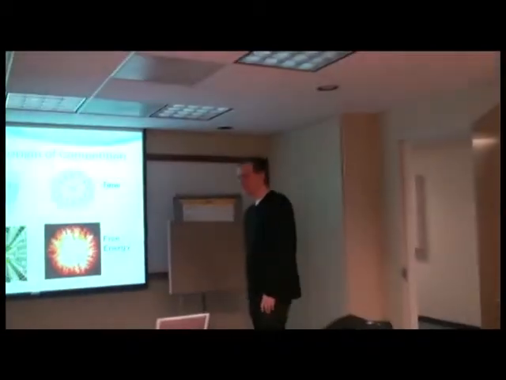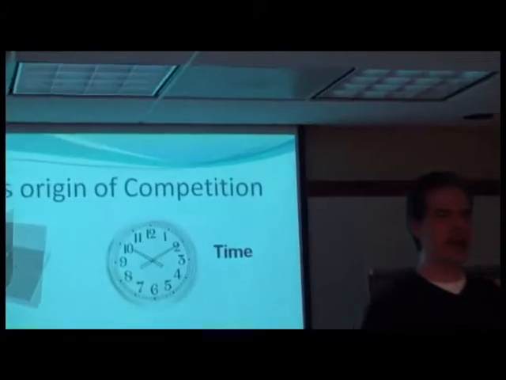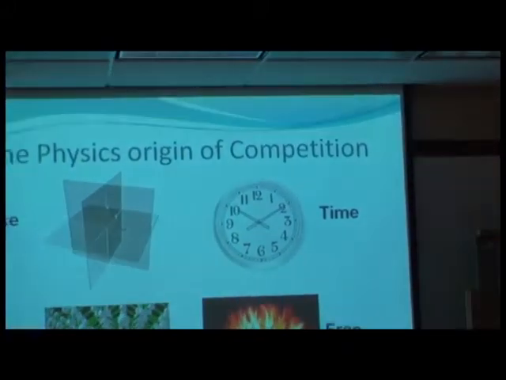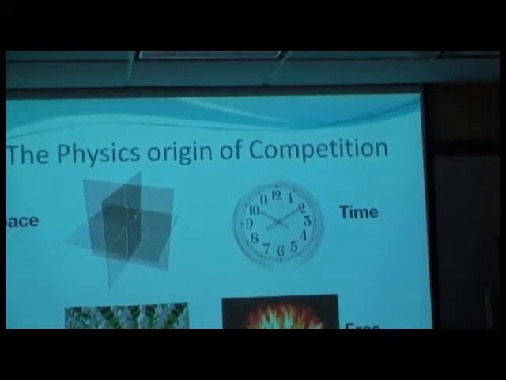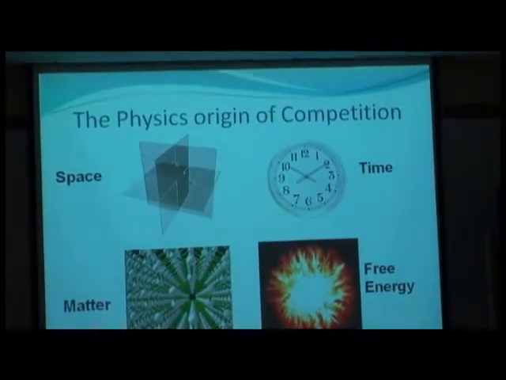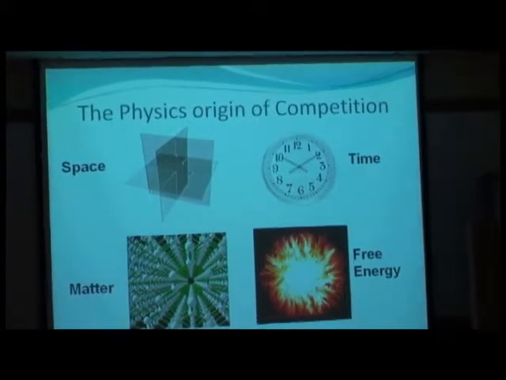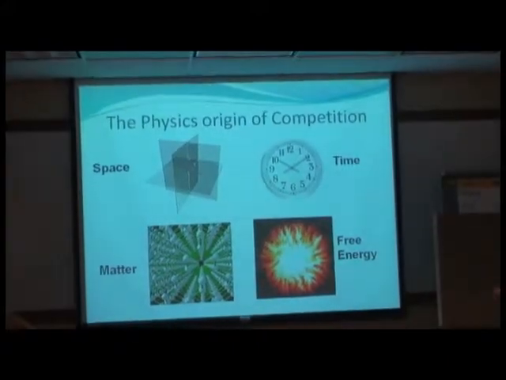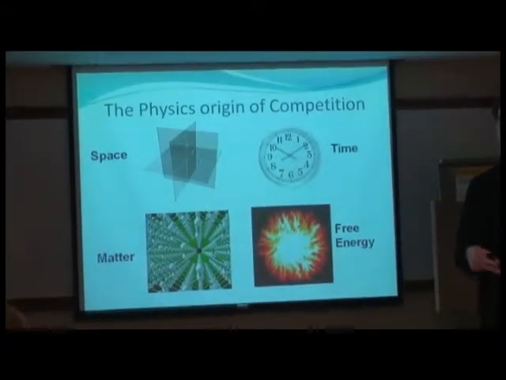Exactly right. So where do competition and cooperation come from? What is the origin? Well, competition comes directly out of physics. There are four basic quantities: space, time, matter, and free energy. Free energy is energy in a form that can be used to do useful work, that can be divided up, but they're conserved.